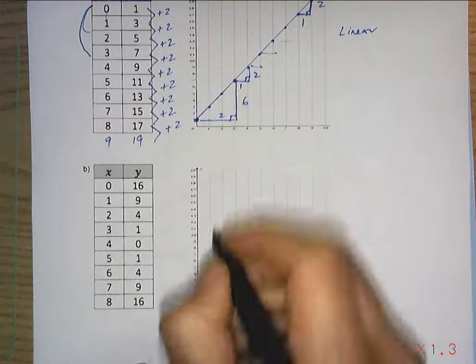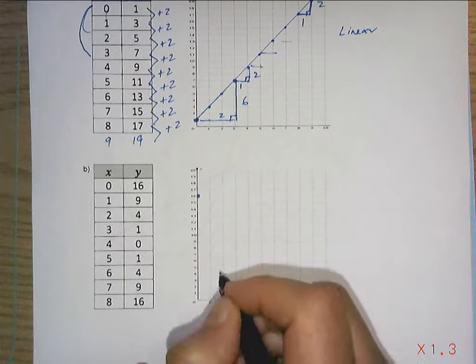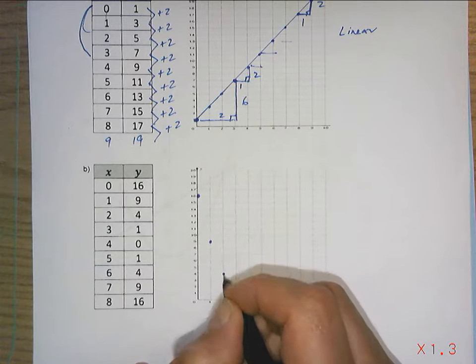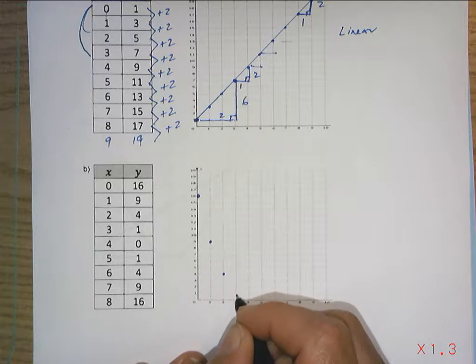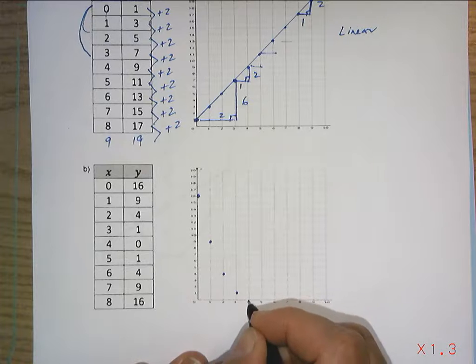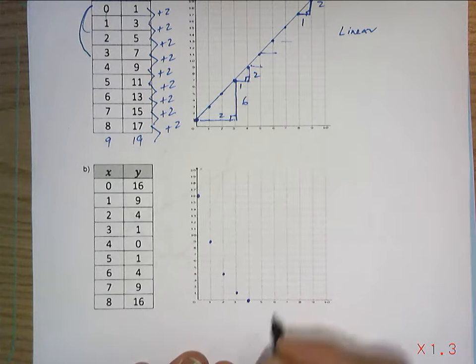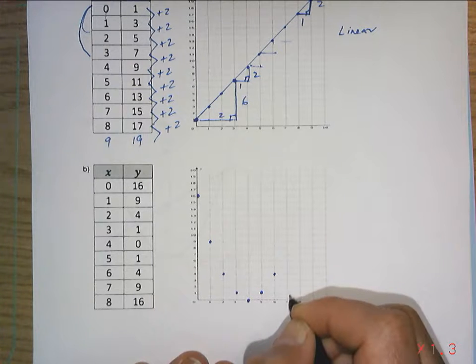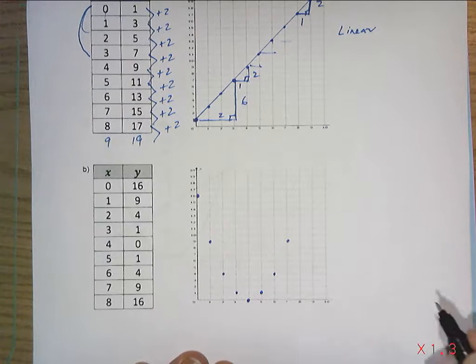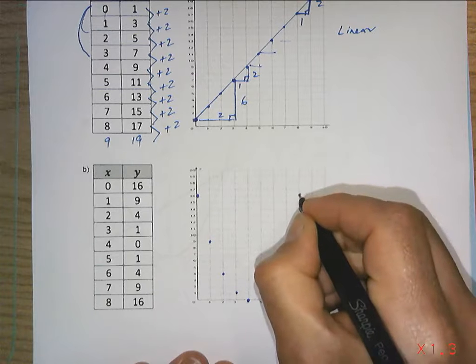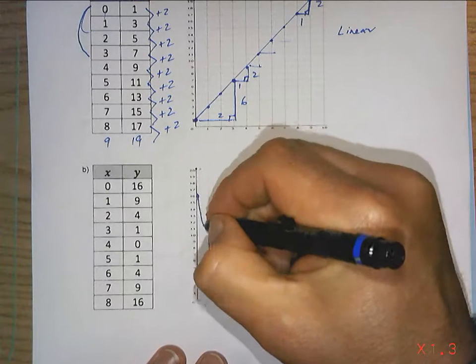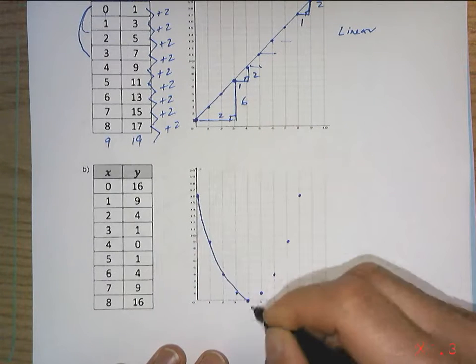0, 16. 1, 9. 2, 4. 3, 1. 4, 0. 5, 1. 6, 4. 7, 9. 8, 16. So, I now need to connect these points with the curve of best fit. And I think we would all agree that the curve of best fit looks something like this.